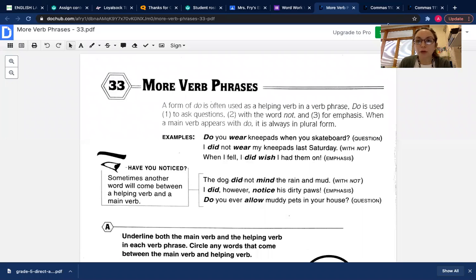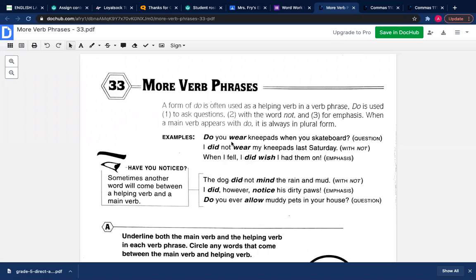A form of do is often used as a helping verb in a verb phrase. Do is used one, to ask questions, two, with the word not, and three, for emphasis, to emphasize something or make the point stronger. When a main verb appears with do, it is always in plural form.